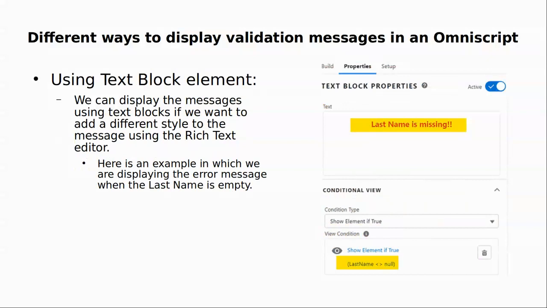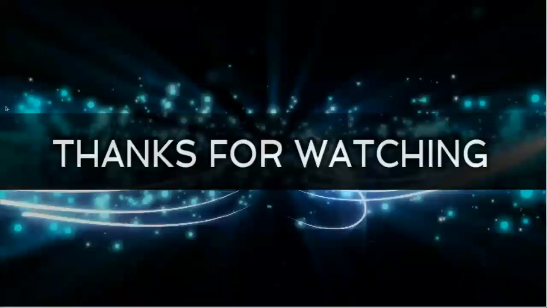Then we have the text block element. This can also be used to display our own message with our own formatting, and with the help of conditional view we can display the values. As you can see, we have given last name is not equal to null. So if the last name is not equal to null or vice versa, based on this condition the error message will be shown. So that's pretty much for today. These are some of the ways by which we can validate an input or any field in OmniScript.